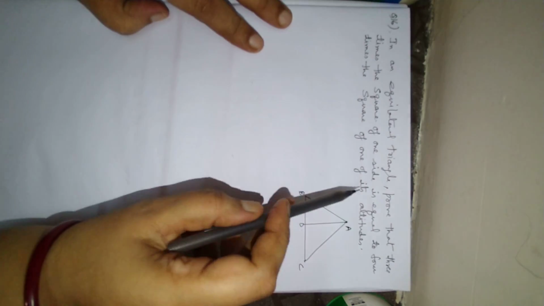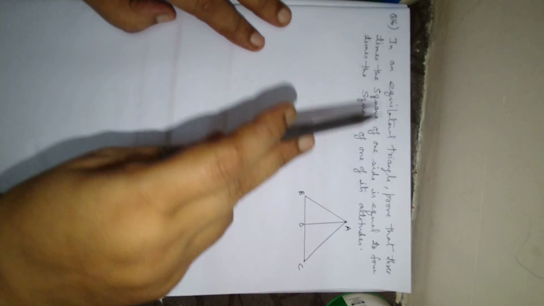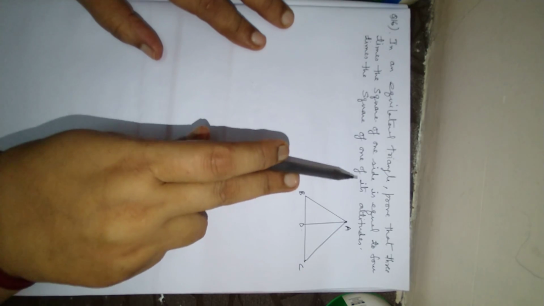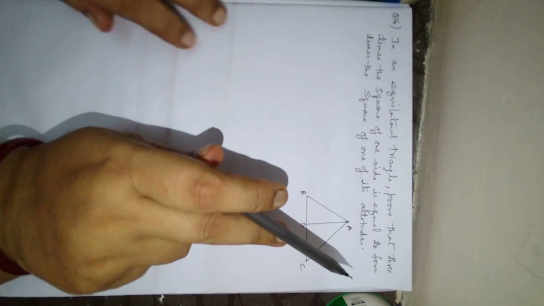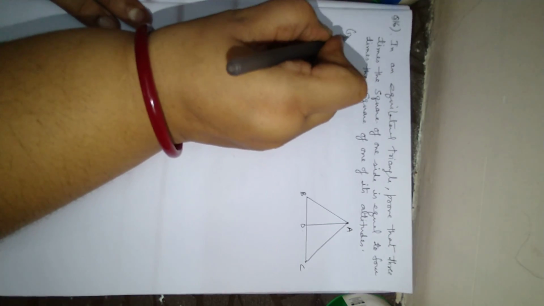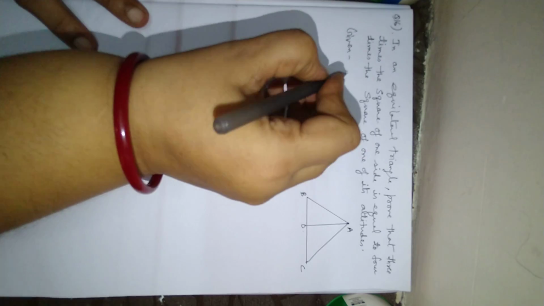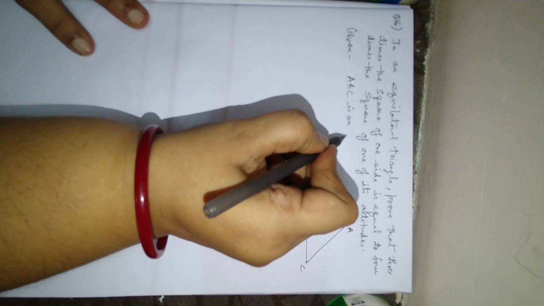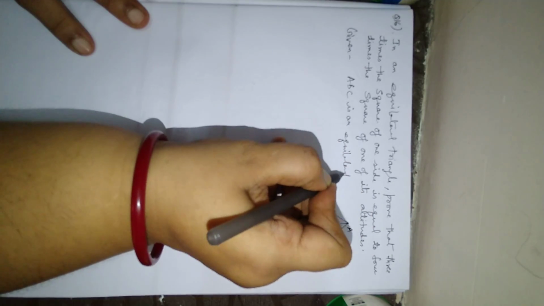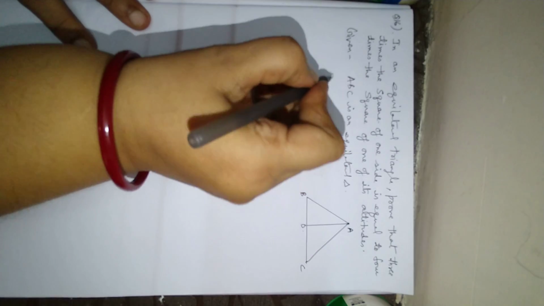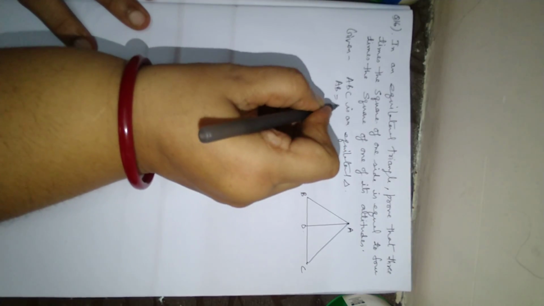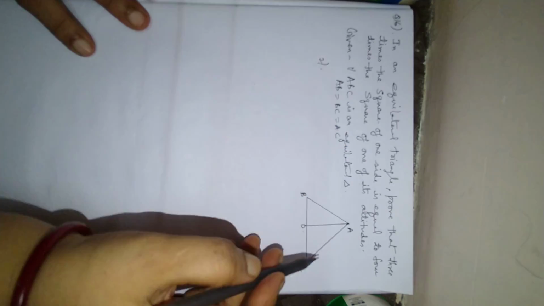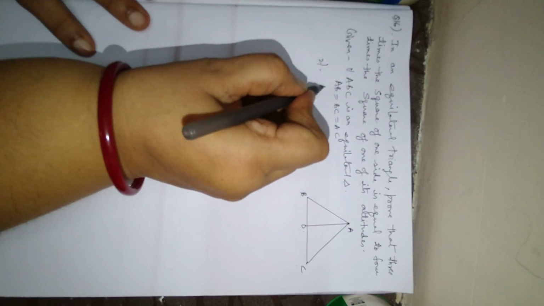In an equilateral triangle, prove that 3 times the square of one side is equals to 4 times the square of one of its altitude. So given here is ABC is a equilateral triangle. It means all the 3 sides are equal. AB equals to BC equals to AC first. And the second is given that AD is perpendicular on BC.